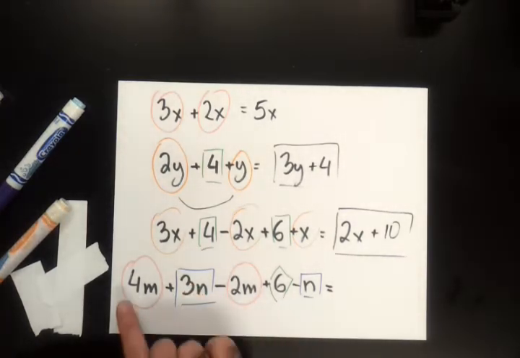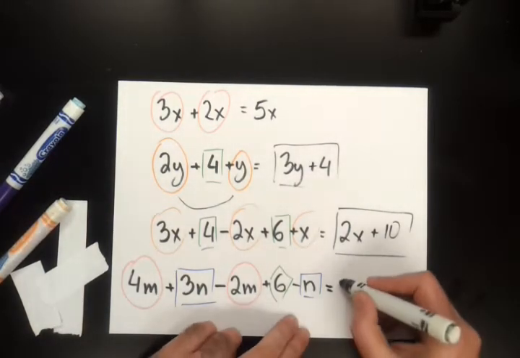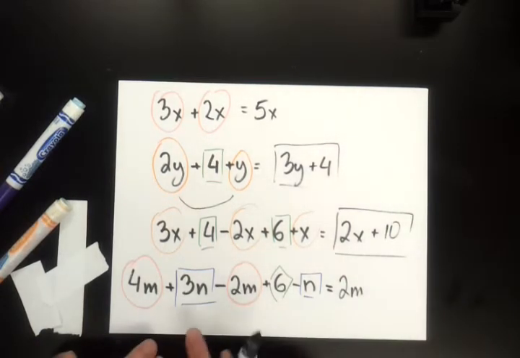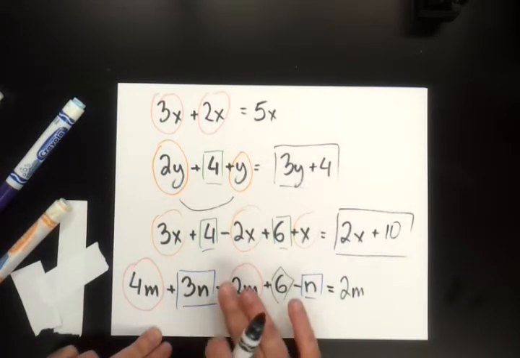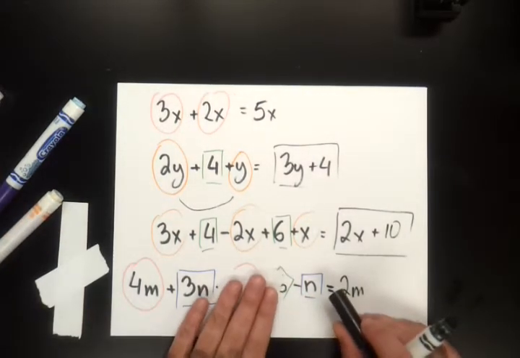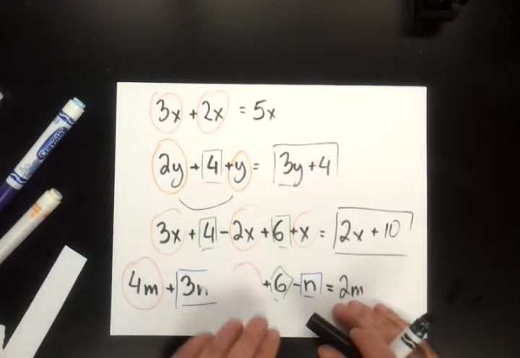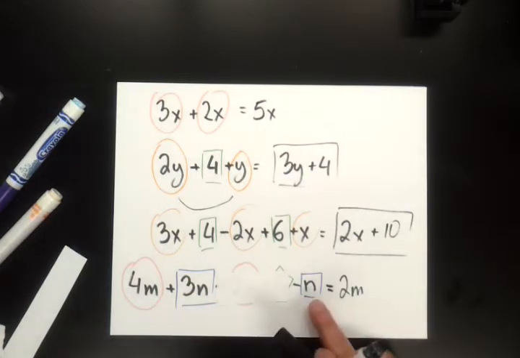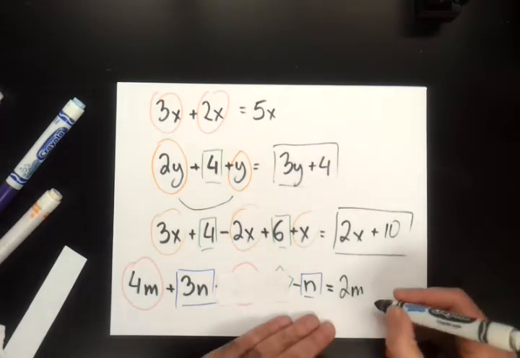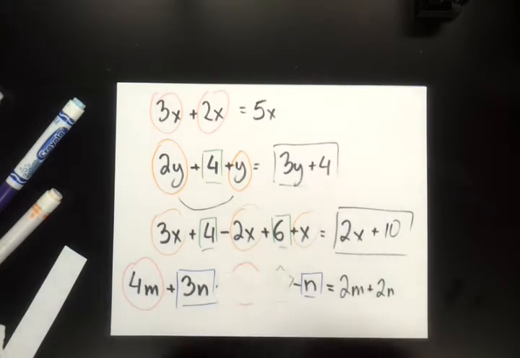4m, pretend this is not here, 4m, take away 2m. So 4m take away 2m, that's 2m. 3n, I'm pretending all of this is not here, so you can cover that up if it's difficult for you. So 3n minus n. 3n take away n is 2n, and it's plus because 3n take away n is a positive 2n. That's why I wrote the plus in there.